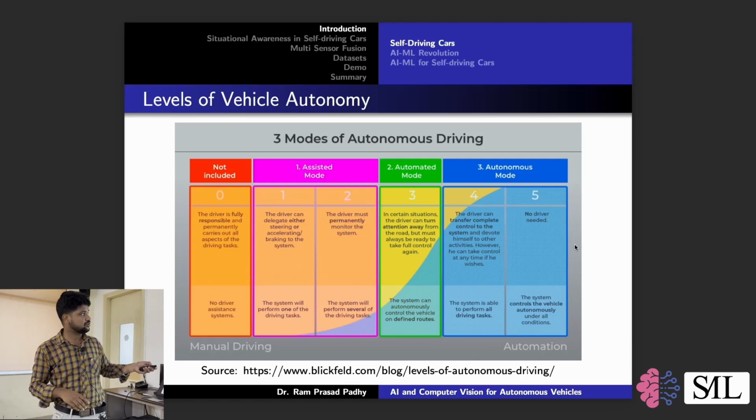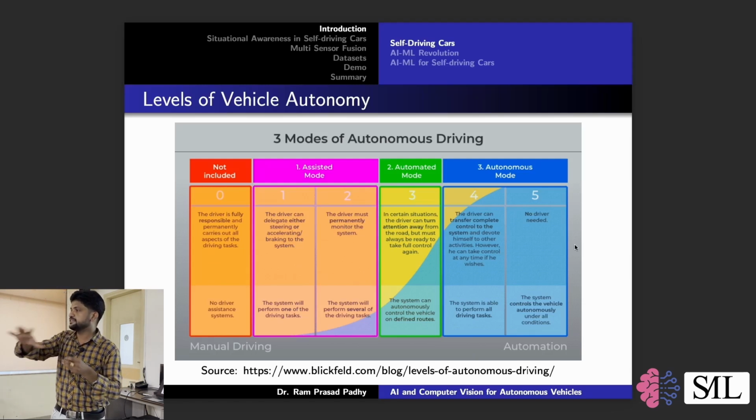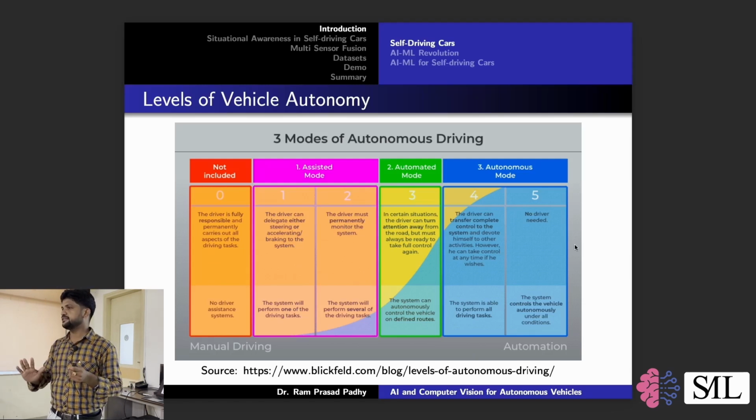Then level 3 autonomy, which is also known as the automated mode. Why? Because in certain situations, the driver can turn attention away from the road, but must always be ready to take full control again. Like in a controlled scenario, the driver can think, okay, in this scenario the vehicle will move without any issues.